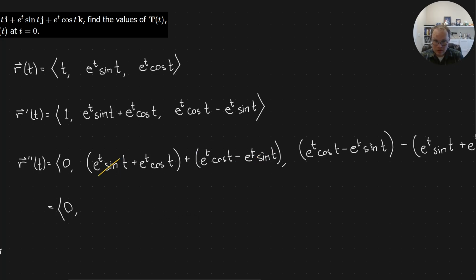That's 2 e to the t cosine t. Okay, and that's all that second component is. All of this just simplifies to that.